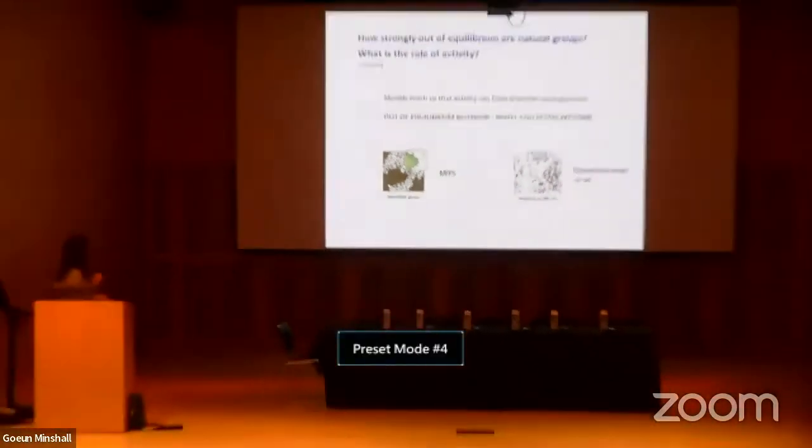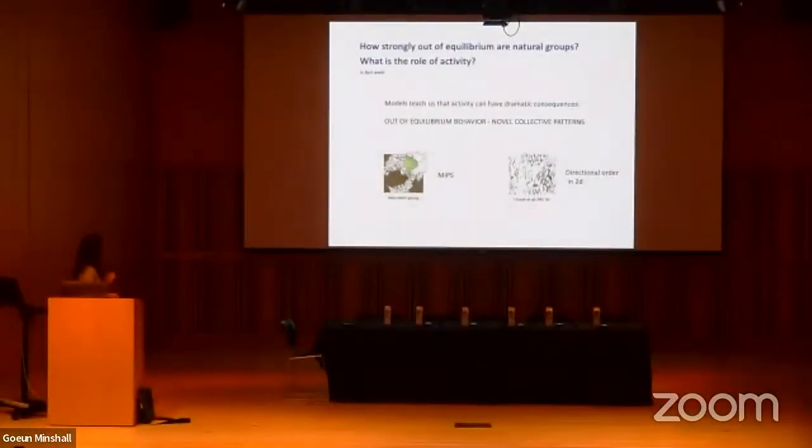Another important example is the one on the right. This is a simulation of the Vicsek model. I will introduce this model later on in my slides. But basically, this is a model where you have particles that interact with alignment. They try to align their velocities, okay? But these particles move because they are self-propelled.